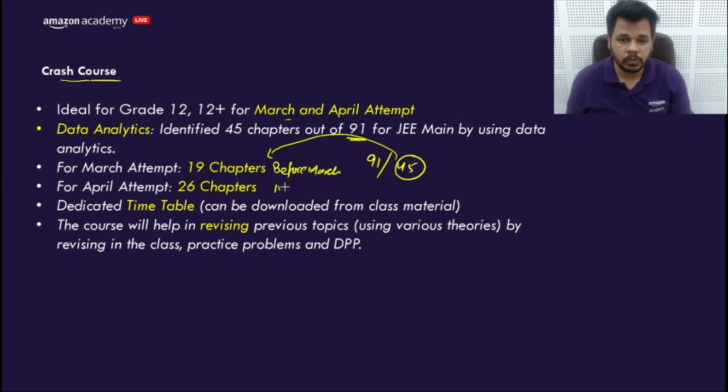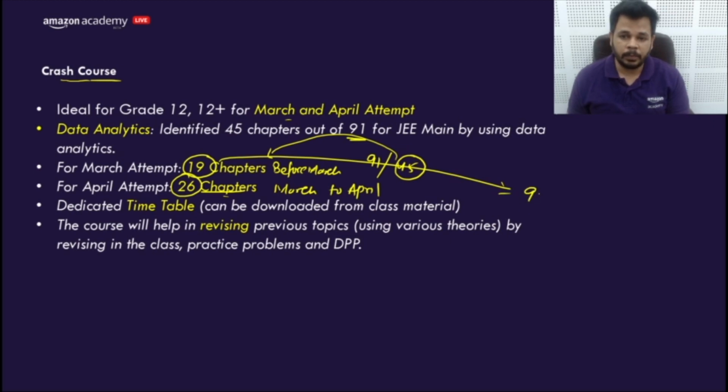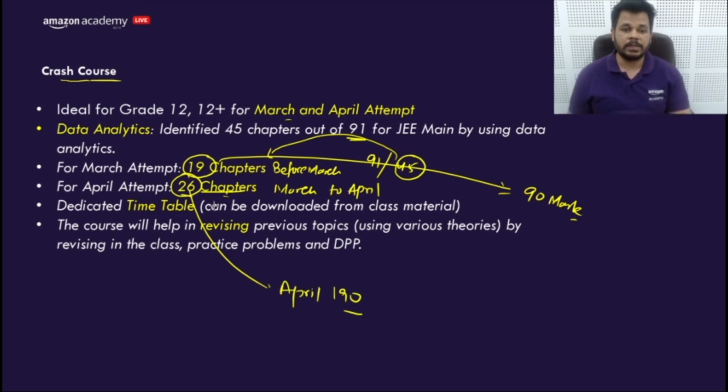and between March to April we'll prepare the remaining 26 chapters. So if you prepare these 19 chapters, you can achieve up to 90 marks in the March attempt, and till April you can achieve up to 190 marks if you prepare the remaining 26 chapters.